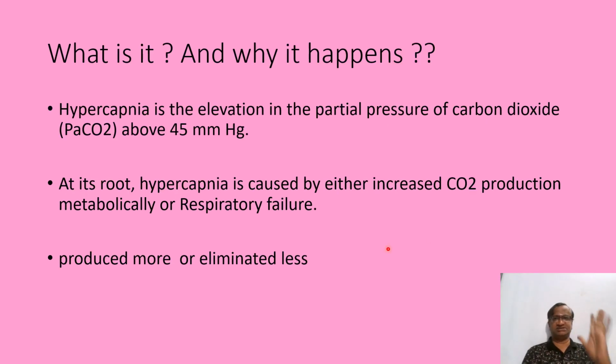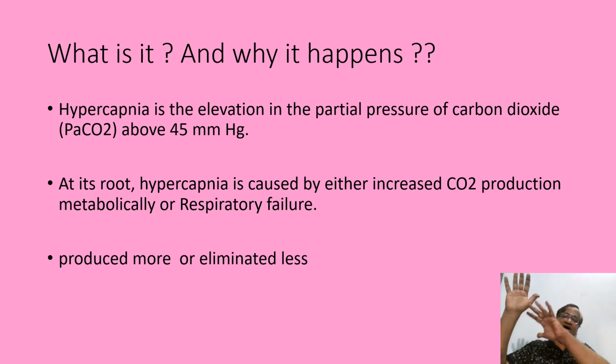So, what is it and why does it happen? This is the base. Hypercapnia is the elevation of PaCO2 more than 45. This is simple: PaCO2, arterial partial pressure of carbon dioxide, more than 45. Now we have two options. Either it is produced more or it is eliminated less. That's all. Increased CO2 production or decreased elimination. Simple thing.